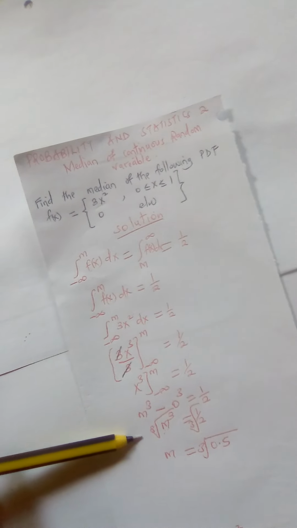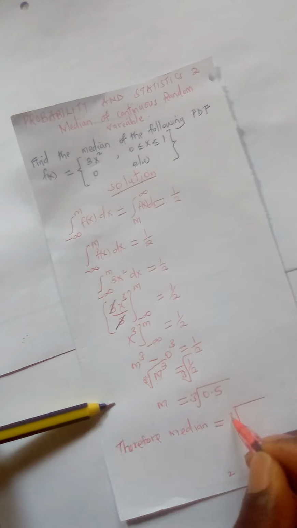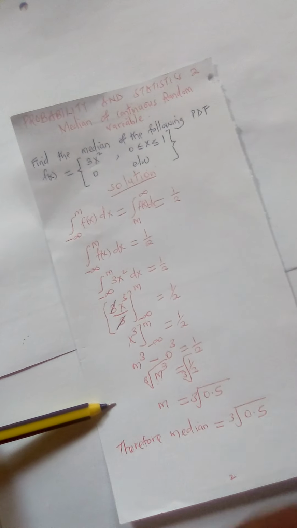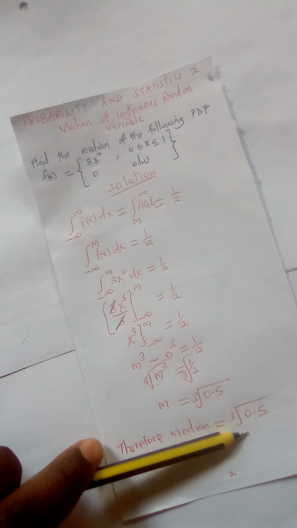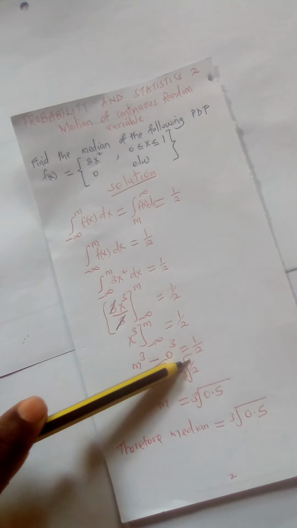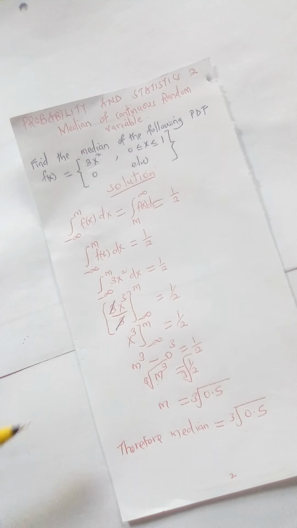Now after getting m, you shall just come here and say that therefore the median is equal to the cube root of 0.5. Now you can leave your answer at this level, or you can write a half instead of 0.5, or you can just dial the cube root of 0.5 in your calculator, then you get the final answer. So all are just correct. Now that's the first case.